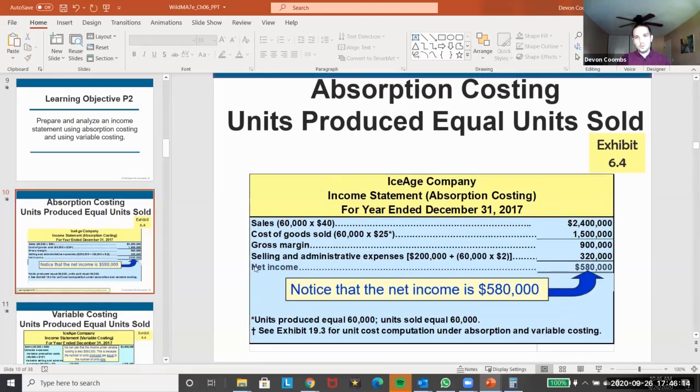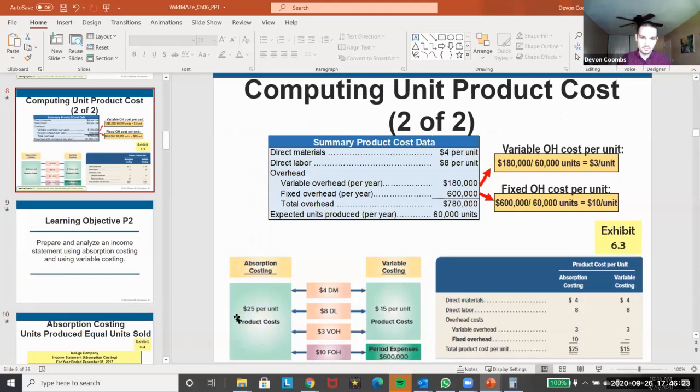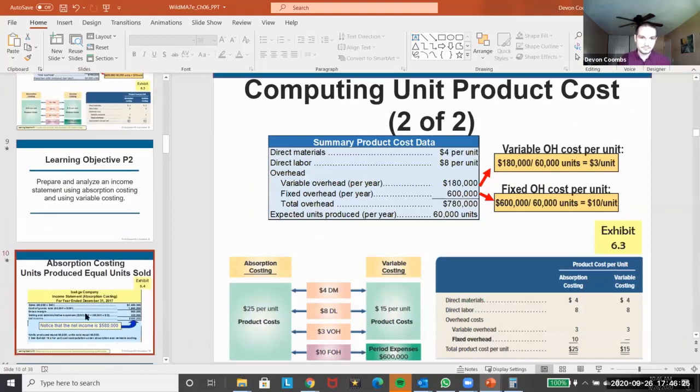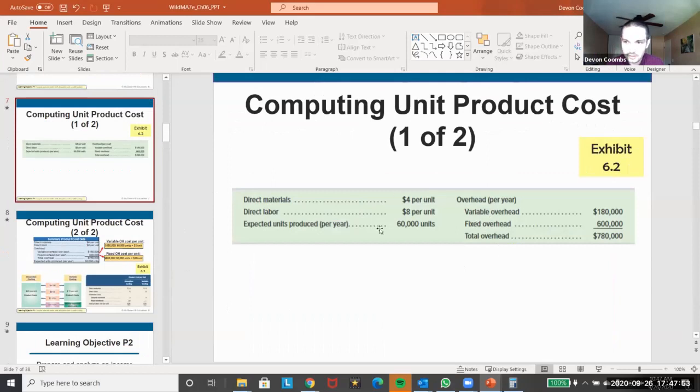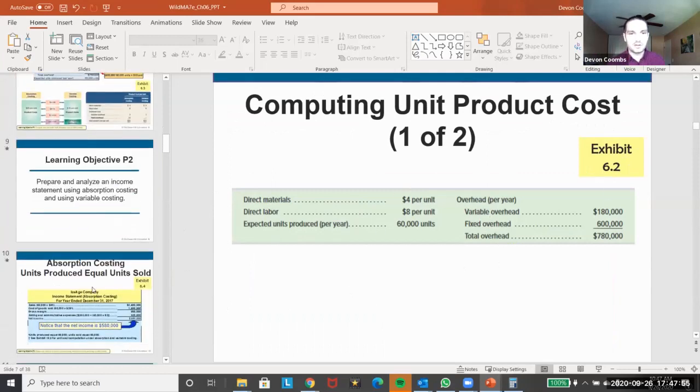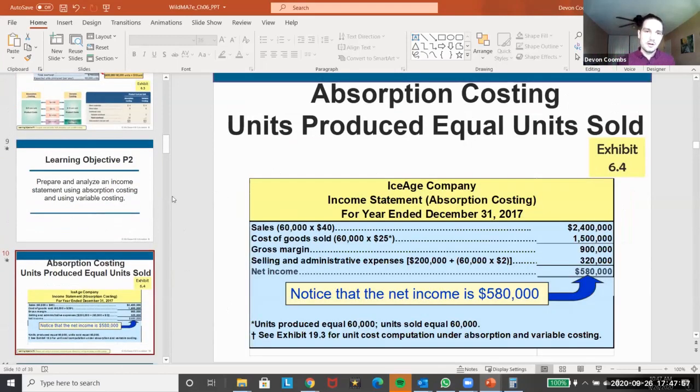And then you know how GAAP financial statements look. We have sales minus our cost of goods sold. Our cost of goods sold is for that $25 per unit, right? We include it. So the $25 per unit means our gross margin is $900,000, less our selling and administrative expenses. It didn't include any kind of selling and administrative costs. So this is just a new fact pattern, right? Our variable and fixed overhead is included in our cost of goods sold.